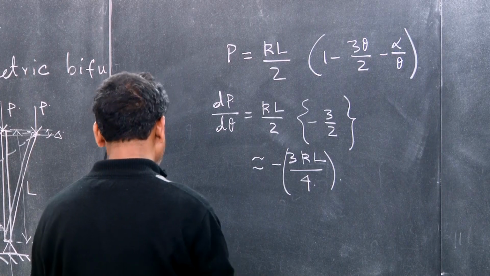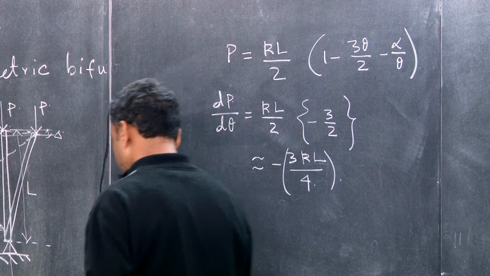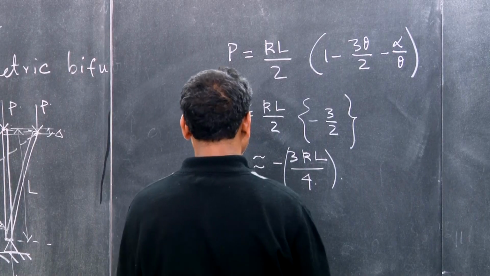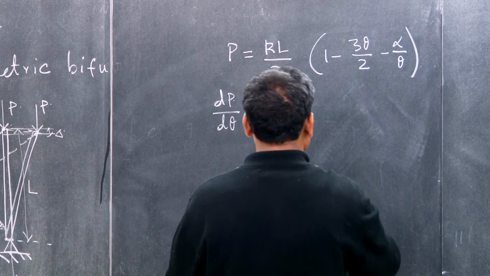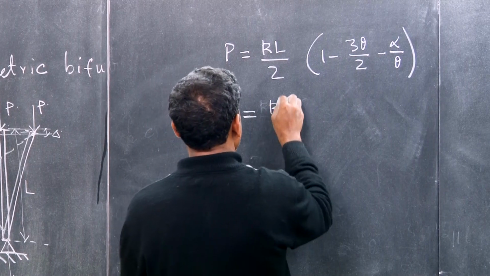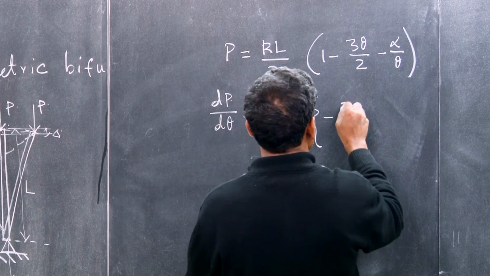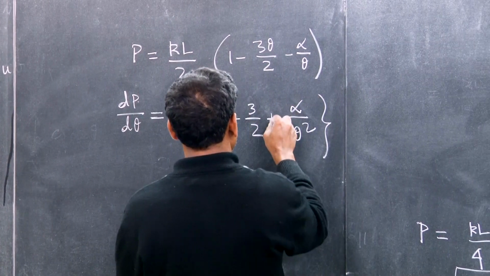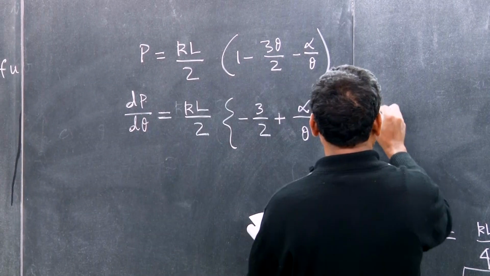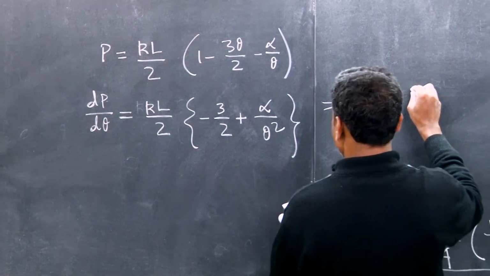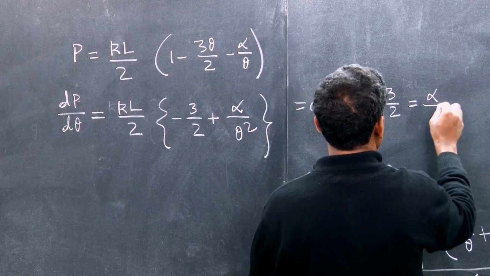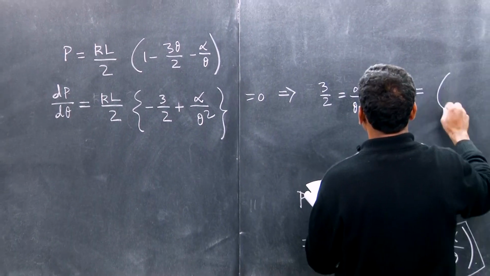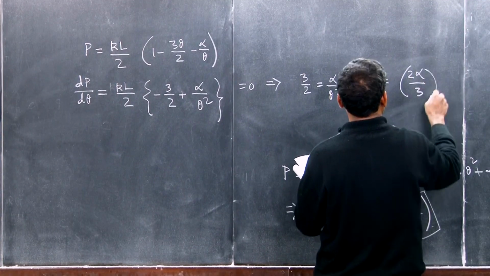So from here I will just find out the dp d theta. dp d theta is KL by 2, minus 3 by 2 minus alpha by theta square, so plus, okay. So, if I make it 0, from here you will get 3 by 2 is equal to alpha by theta square, or theta is equal to 2 alpha by 3 to the power half, right.